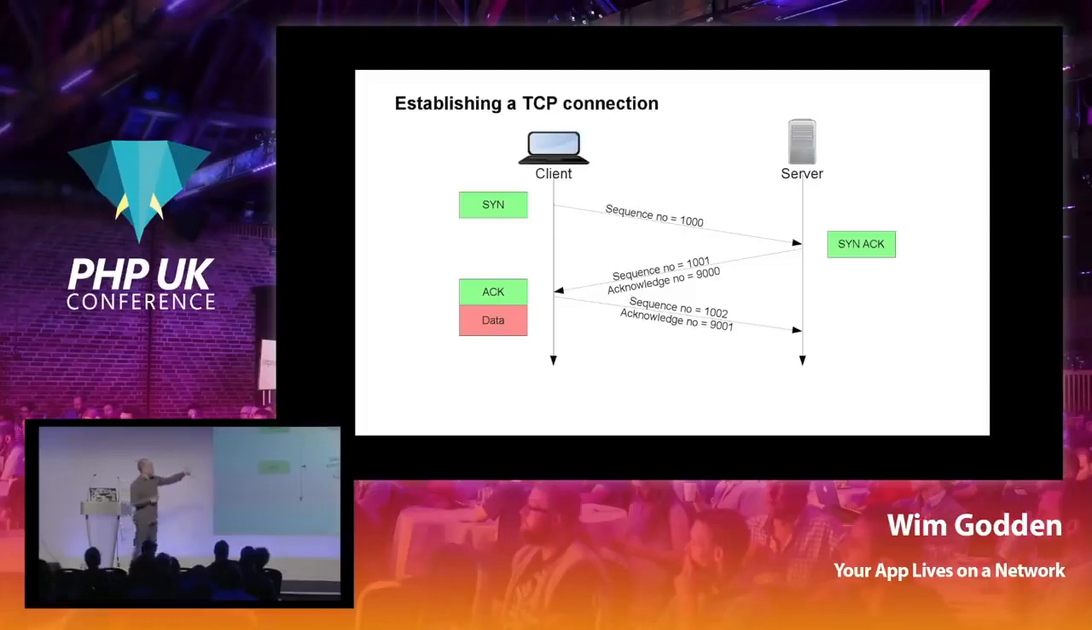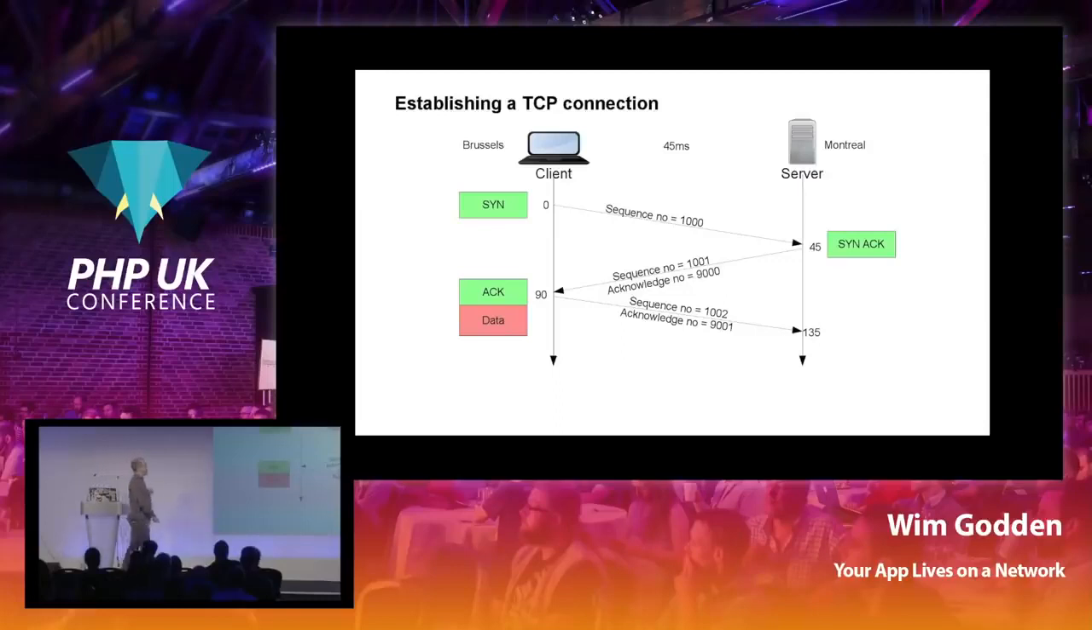With the sequence number one higher and the acknowledgement number one higher. And now we can communicate. Now the client can also say, I'm sending a GET request. So this is called a three-way handshake, going back and forth.